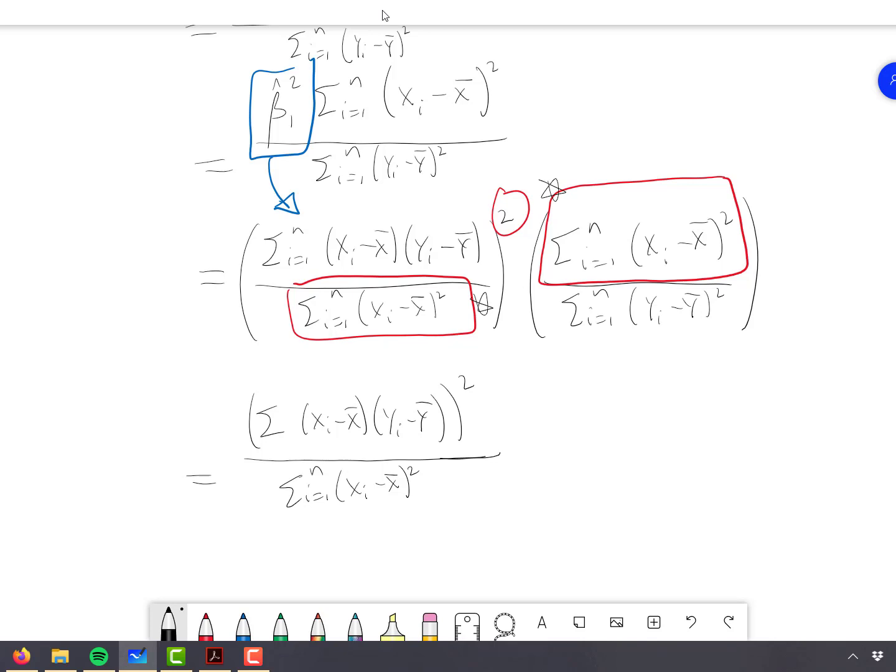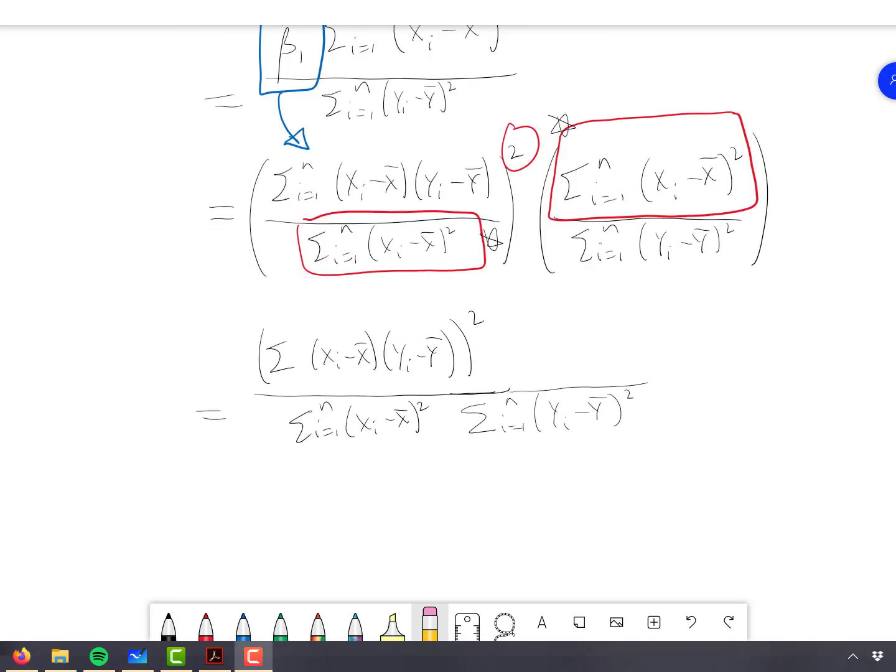We can also note that in our denominator, it'll also be times yi minus y bar squared. So at this point, what we have is pretty close to our representation of the Pearson correlation coefficient. At this stage, we're pretty close to getting the format we'd like to see.